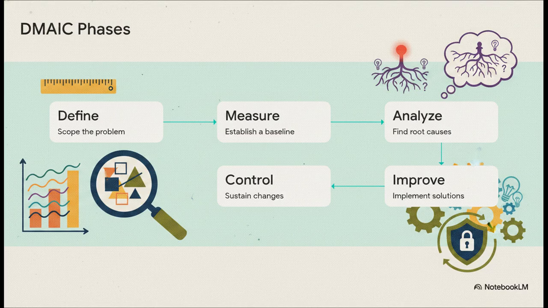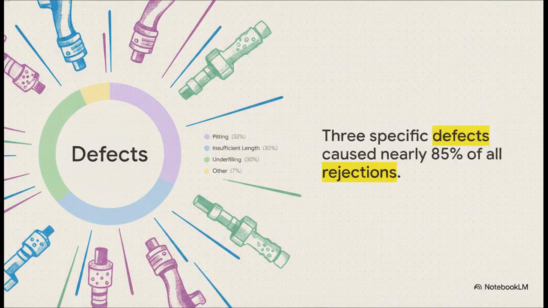Let's look at what this looks like in the real world. Check out this 2025 case study by Deepak and his colleagues. It brilliantly illustrates the Analyse phase in action. A manufacturing team tackled a major crankshaft rejection problem. By breaking down the defects and applying the Pareto principle, the classic 80-20 rule, they found out that out of all the possible things going wrong, just 3 specific defects caused nearly 85% of all rejections: pitting, insufficient length, and underfilling. Boom, they found their vital few.